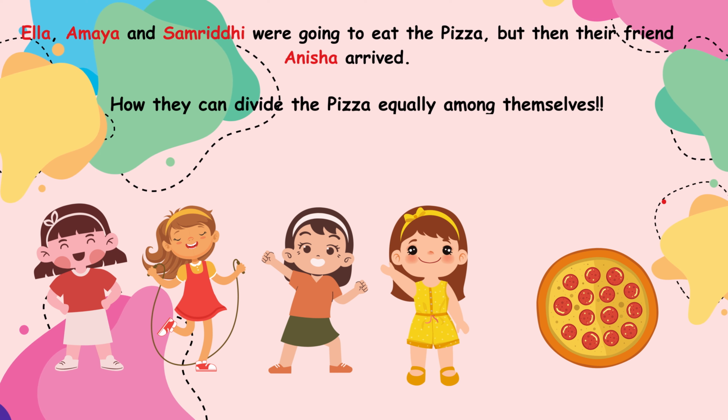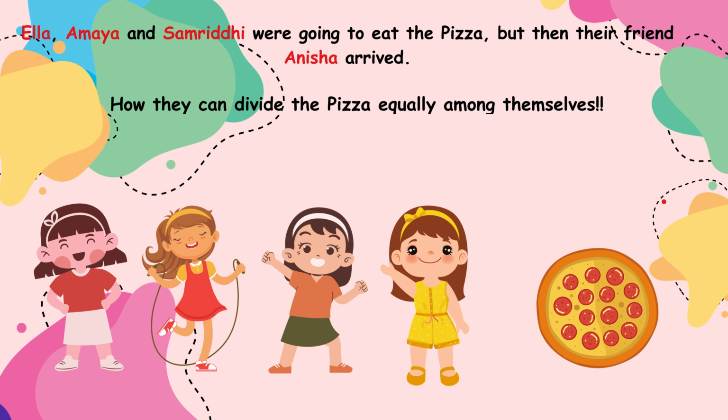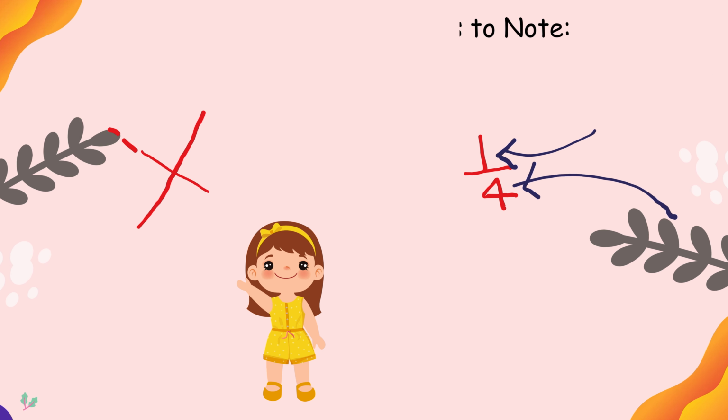Ella, Amaya, and Samriddhi were going to eat the pizza, but then their friend Anisha arrived. Now there are 4 of them. How they can divide the pizza equally among themselves? Here, they can divide the pizza in 4 equal parts or slices, and the fraction each friend will be getting is 1/4. Here, 1 is the numerator and 4 is the denominator.